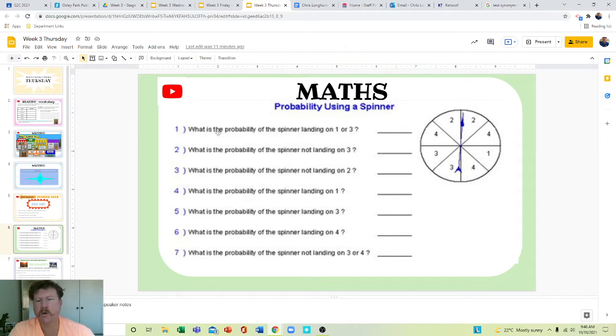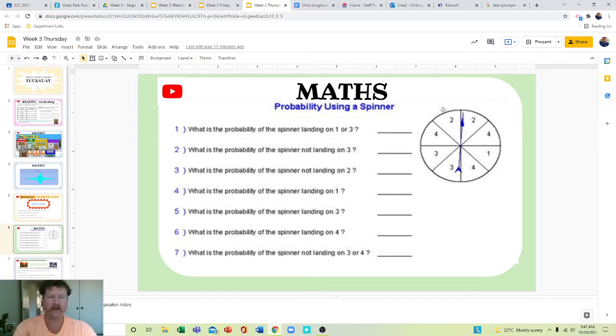So, judging by this, what is the probability of the spinner landing on a 1 or 3? In this instance, you have to count all of the little pizzas, I guess, segments. I remembered the word. Okay, so you're going to count them. How many 3s do we have? 2. And how many 1s do we have? 1. So 2 plus 1 equals 3.